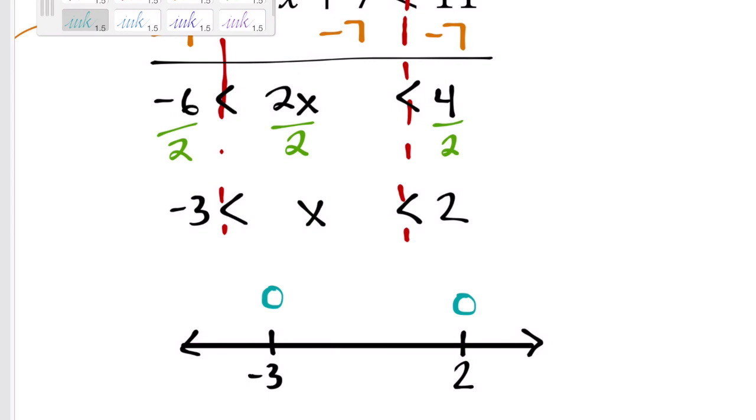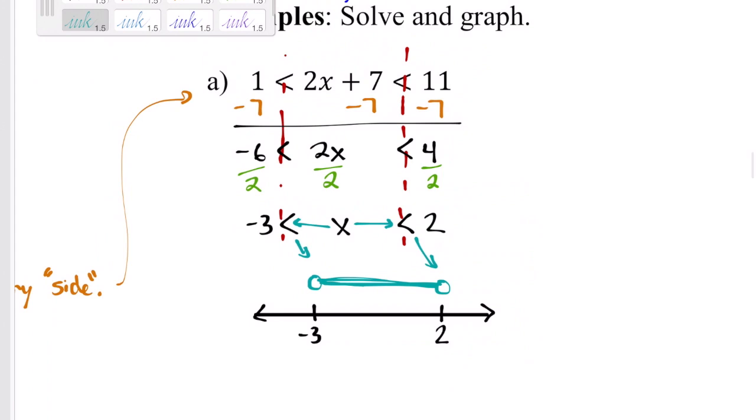Here we have open bubbles because they're not "or equal to." If you don't have an "or equal to" sign, they're going to be open. And x is in the middle here, so x is technically greater than -3, which means it's going to the right. X is also less than +2, which means that would be going to the left. So these numbers all satisfy everything here, any of these numbers in between. Anything bigger than -3 and anything smaller than 2, if you plug it in, it'll work out.